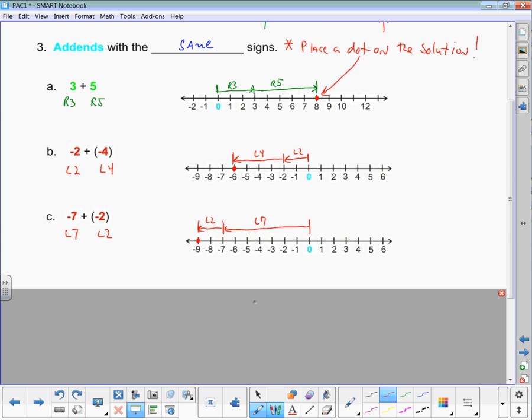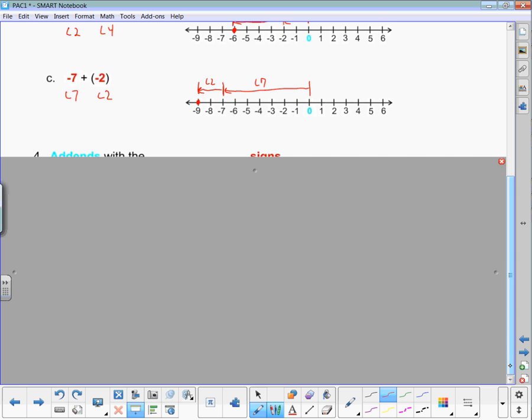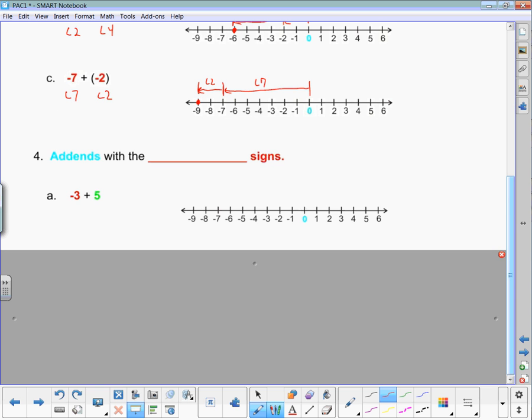Okay? All right. Let's take a look at the next aspect. How about addends with different signs? What do we do with addends with different signs? Well, we treat it exactly the same way. We start at 0, and we simply go left for negatives and right for positives.